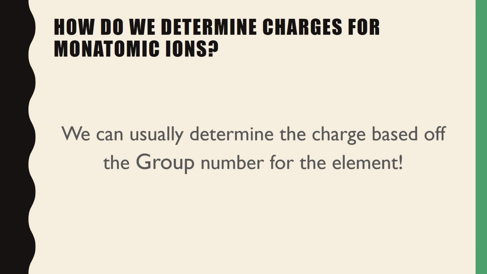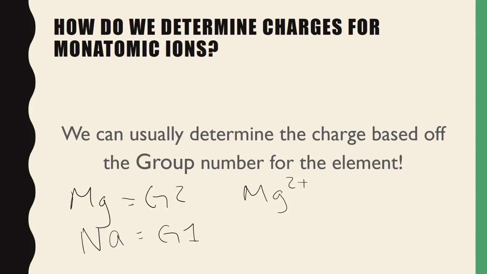So we can usually determine the charge based off the group number for an element. Magnesium is an alkaline earth metal in group 2, and magnesium has a positive 2 charge. Sodium is in group 1, the alkali metals, and has a +1 charge. And same thing with your halogens. Halogens all will have a -1 charge because each needs 1 electron to gain a valence shell of 8. So you can use the group numbers to determine the charge of an element.